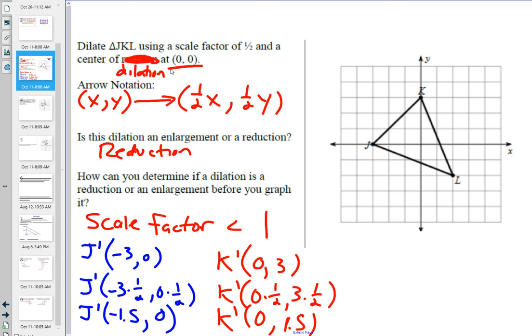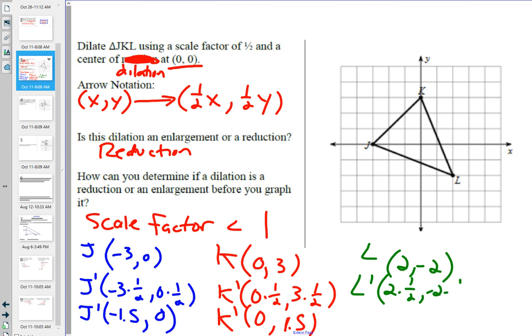And then finally, L prime. L is currently at 2, -2. So we're starting at 2, -2. Actually, you know what? I should probably take the prime off the original. This should just be J. This should just be K. That's before the transformation. This should just be L. So then 2 times 1/2 and then -2 times 1/2. So we got 1, -1. Did I go too fast? Does anybody have any questions so far?